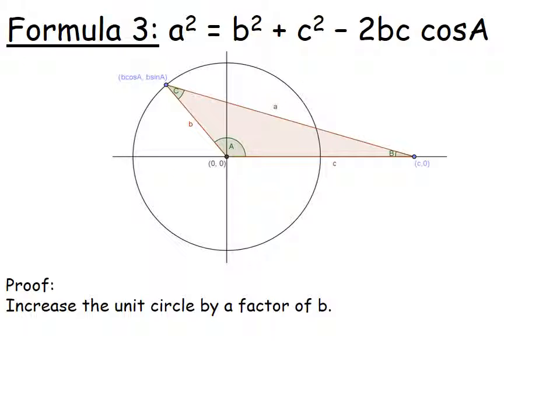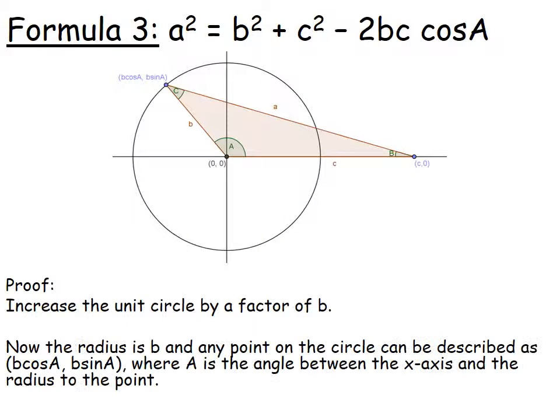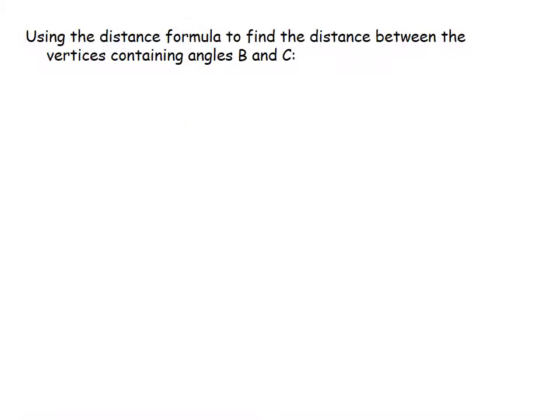The first thing we do for our proof is we increase the unit circle by a factor of b. So it was a unit circle and then we increase it. When we do this, the radius now becomes b, so that's this line here, and any point on the circle can be described as b cos a, b sine a, because we've increased the factor. Angle A here is the angle between the x-axis and the radius out to the point. Okay, so there's the radius, there's the x-axis, and angle A has been created.